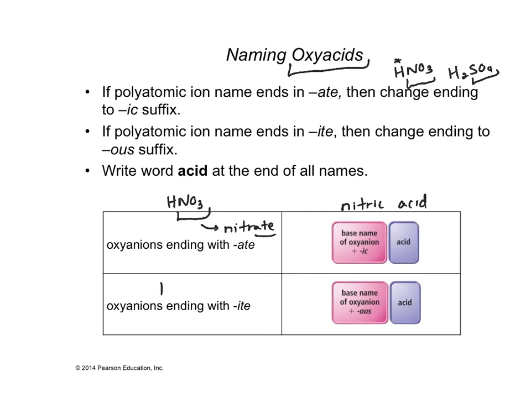On the other hand, if we had something like HNO2, this is nitrite, so this is the acid of nitrite. If the polyatomic ion ends in ITE, we're going to end it in OUS instead. So if the polyatomic ion ends in ATE, we end it in IC. If the polyatomic ion ends in ITE, we end it in OUS. So for this guy, it would be nitrous acid. No prefix, just the base name of the polyatomic ion, end it in IC if it ended in ATE, and end it in OUS if it ended in ITE.